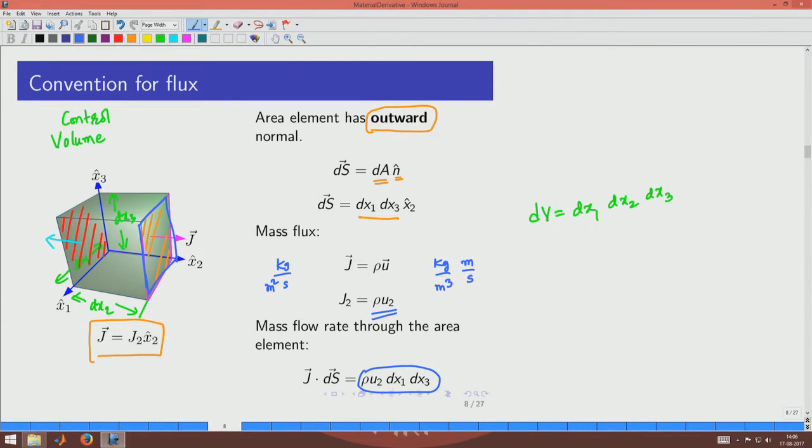So, the convention makes it possible for us to write like this, and the dot product here is telling us that if it is for this phase, this will be going outward, and if it is for the other phase, then it will be going inward, because the phase normal is going to the other direction.